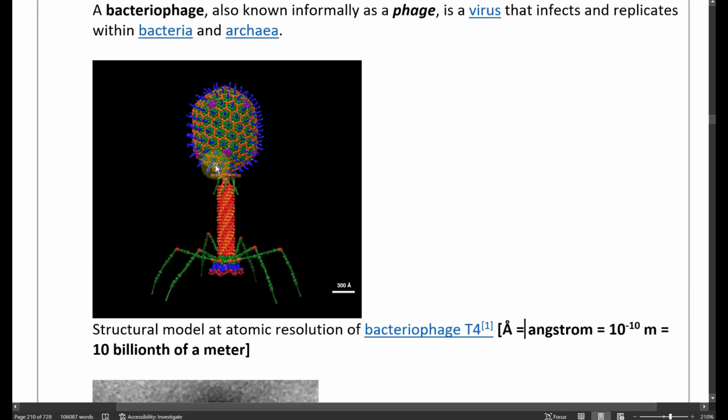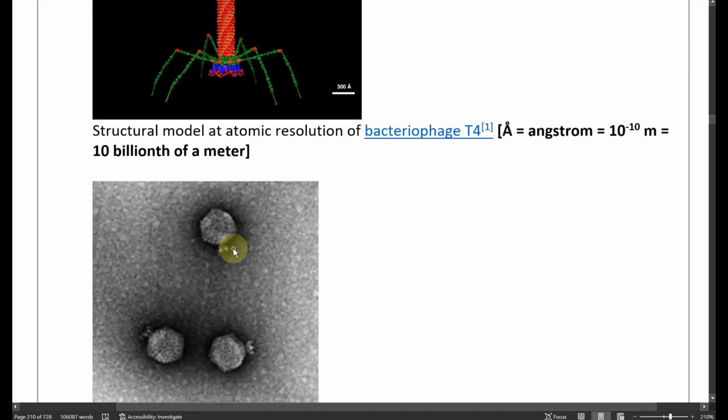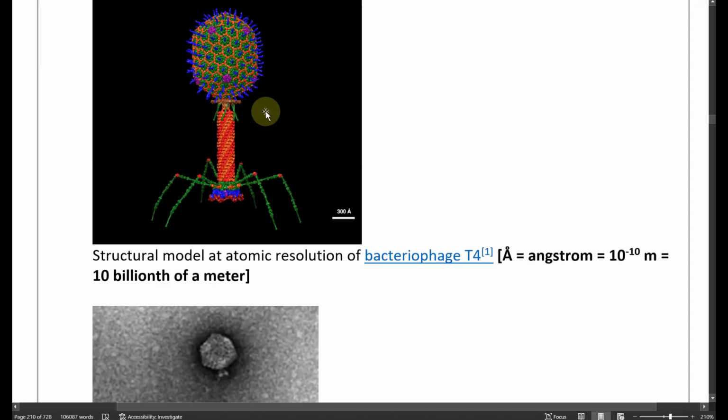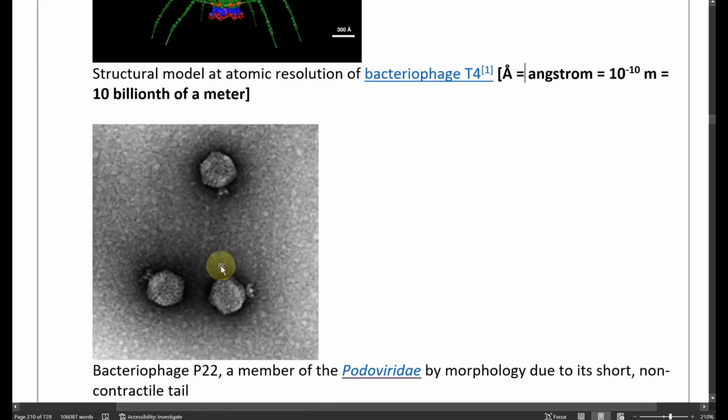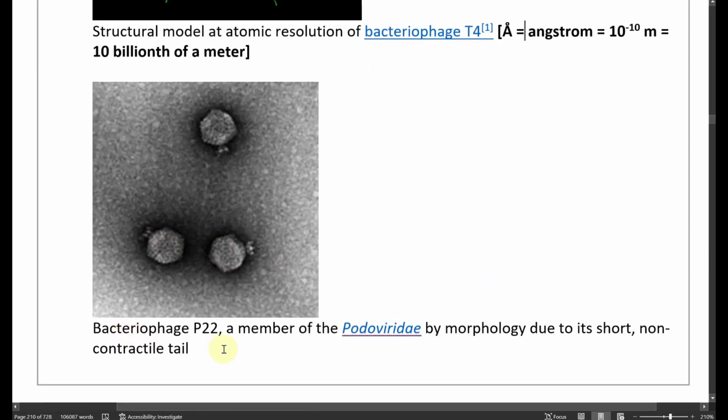Yeah, so here is how it looks at basically the atomic level, where you can see individual atoms of each individual molecule, etc. So it looks like a little spider. So that's the structural model, and now here's the electron micrograph. It looks like this. So bacteriophage P22, a member of the Podoviridae by morphology, due to its short non-contractile tail.